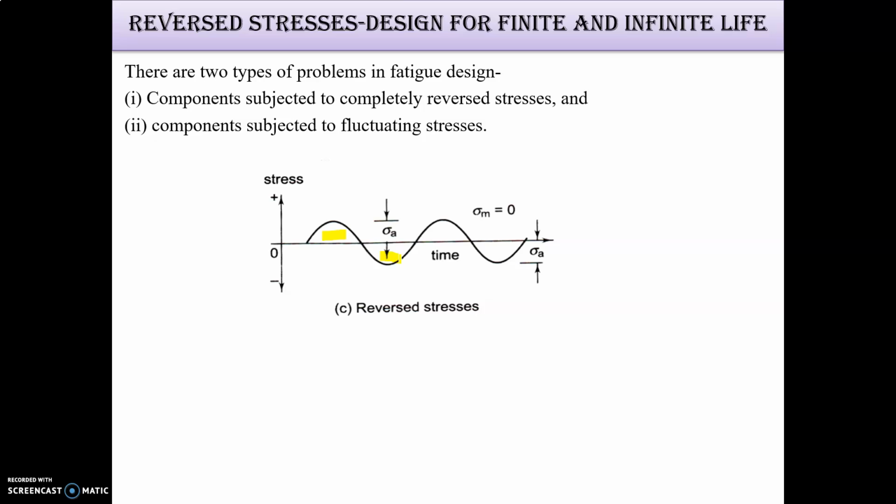But in fluctuating stresses, what happens? The mean stress is not zero. So the stresses can be purely tensile or purely compressive, or you can have a mix of tensile and compressive. It depends upon the magnitude of the mean stress, which is explained in more detail in the next section.